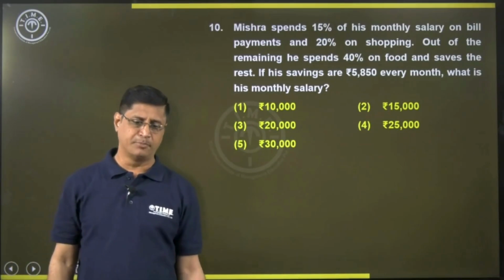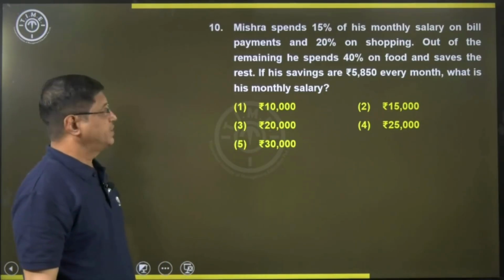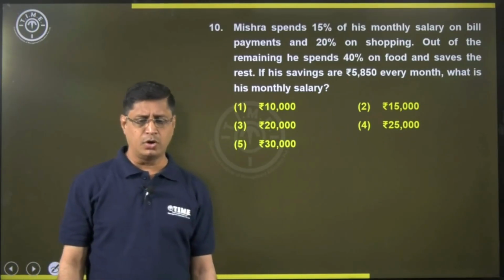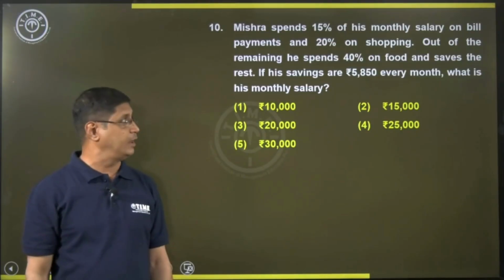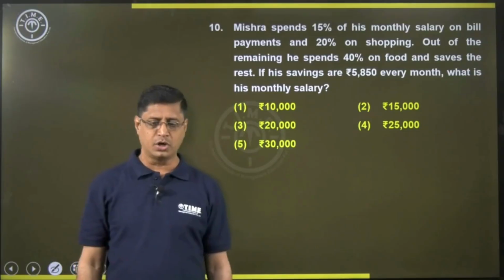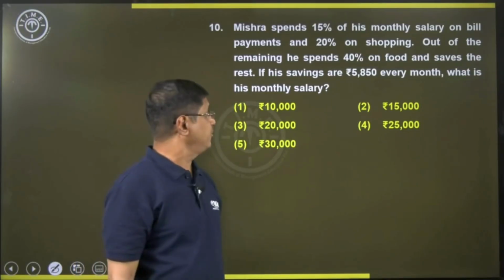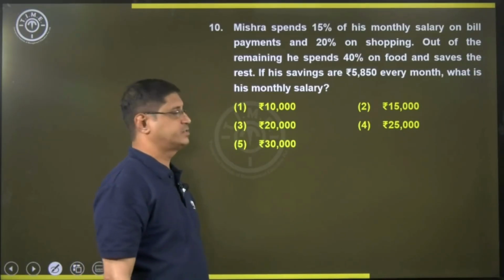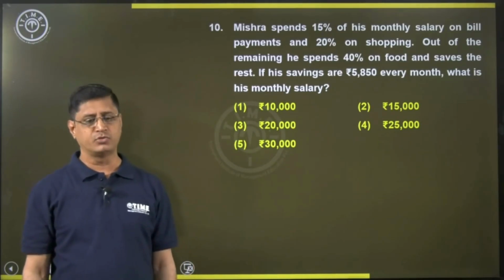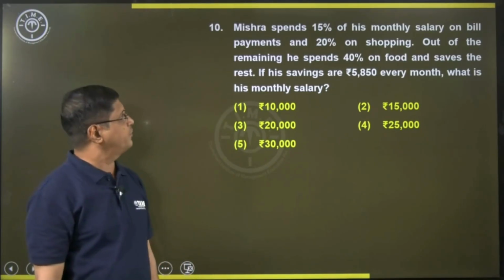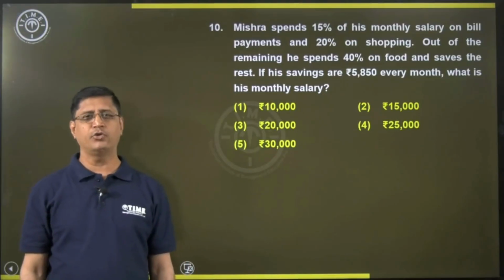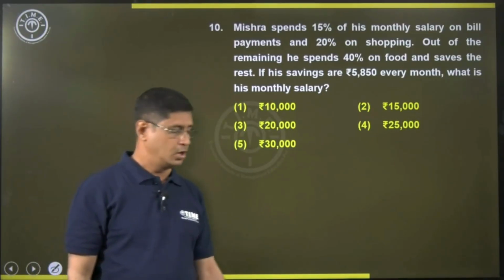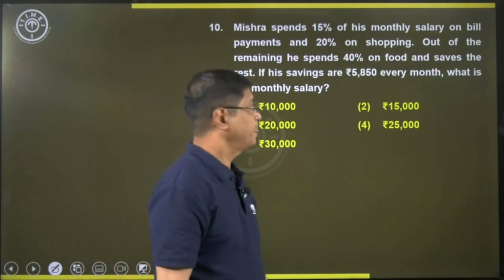Now, look at the next example. Mishra spends 15% of his salary on bill payments and 20% on shopping. Out of the remaining, he spends 40% on food and saves the remaining. If his savings are 5850 every month, what is his monthly salary?